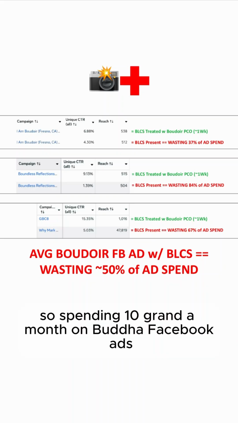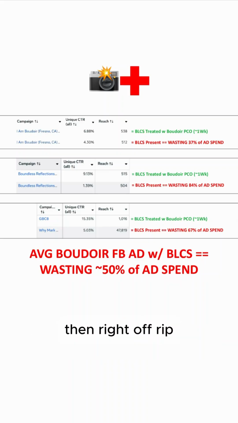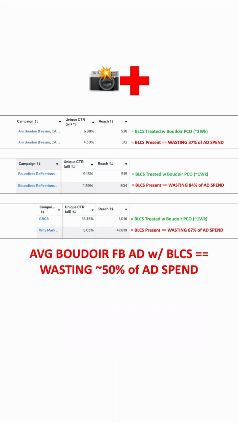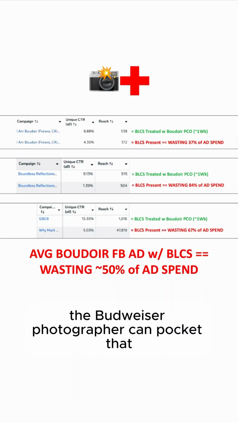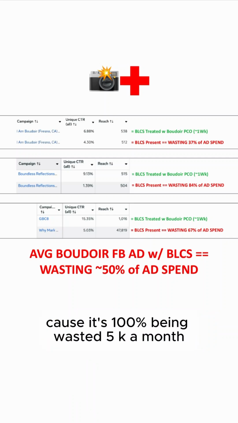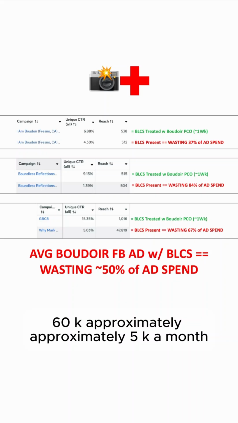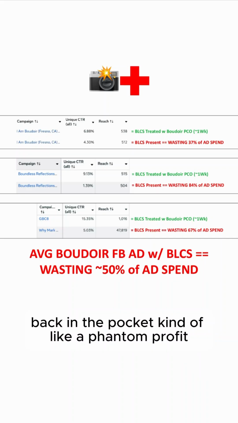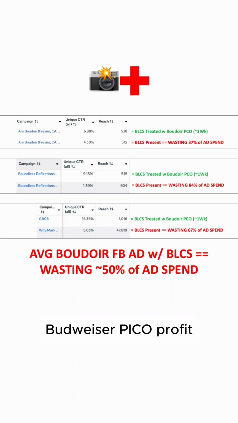So if you spend 10 grand a month on Boudoir Facebook ads, right off the bat approximately 5K every single month is being wasted. And as a result, we can eliminate that. The Boudoir photographer can pocket that instead of sending it to the Zuckinator and getting zero out of it because it's 100% being wasted. Approximately 5K a month, approximately 60K in the next 12 months, back in the pocket, kind of like a phantom profit, Boudoir PCO profit.